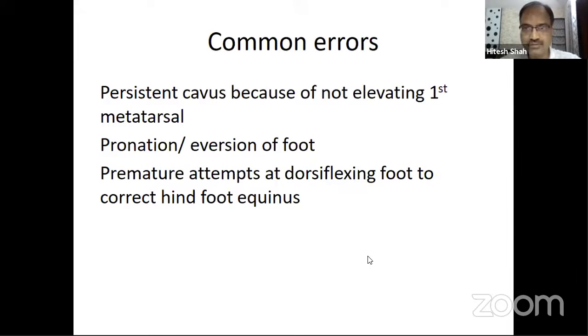It must be avoided. We must learn what those errors are. The persistent cavus is because of not elevating the first metatarsal or pronating the first ray. We should never ever pronate the first ray. Correct the cavus by just lifting the first metatarsal. And never ever, in any manipulation, try to do pronation or eversion. Many of the old concepts say it is the inverted foot.